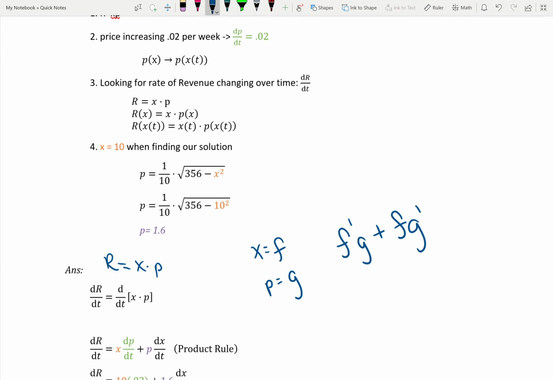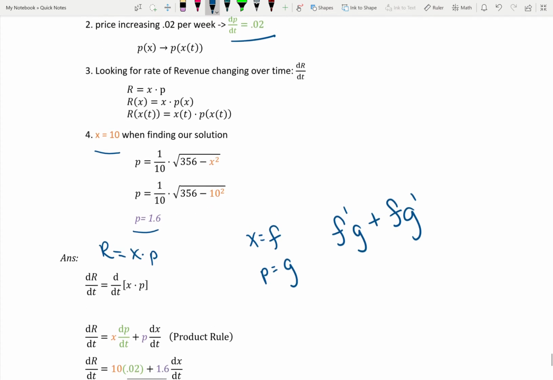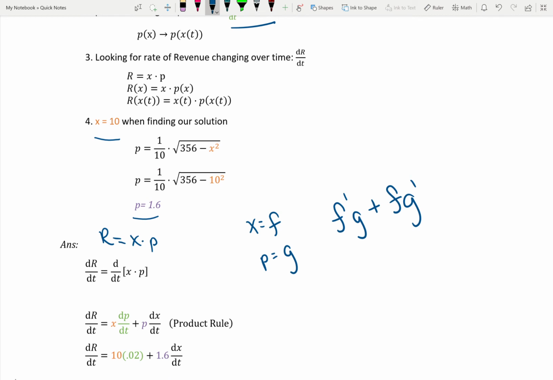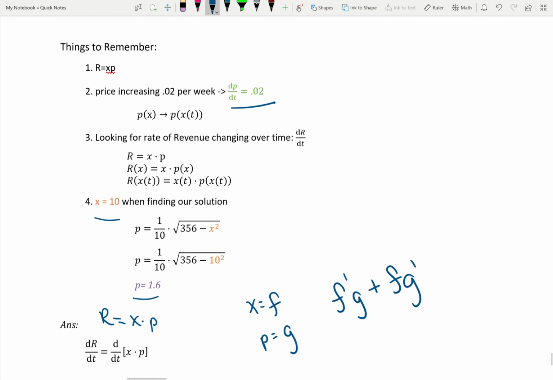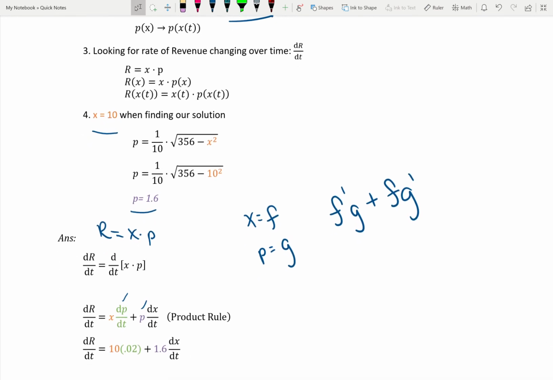Okay, and the other thing we can note is that I color coordinated this for you. So the thing in green and the thing in orange and the thing in purple are all going to come in handy right here. We know what x is and this guy is and this guy is. So all I did was I took the above information and I filled in everything we know. So x, remember, was 10. The rate of change for price was 0.02, and the price when x was 10 was 1.6.